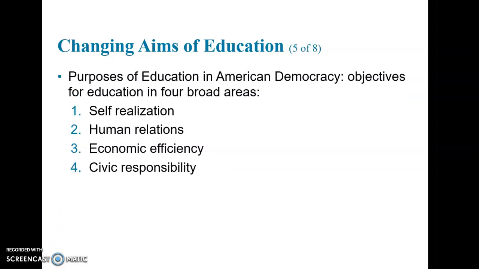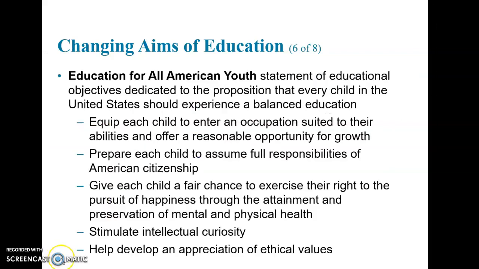In 1938, the Educational Policies Commission of the National Education Association set up the objectives that students should receive an education in 4 broad areas: self-realization, human relations, economic efficiency, and civic responsibility. Six years later, in 1944, the same commission published another statement: The Education of All American Youth.